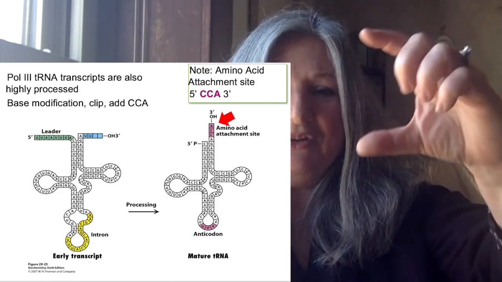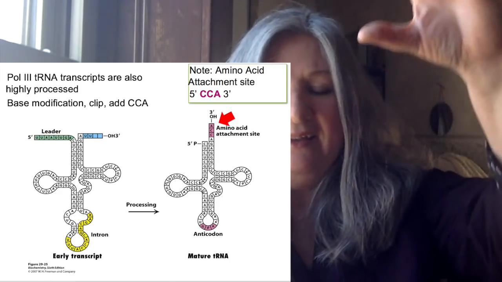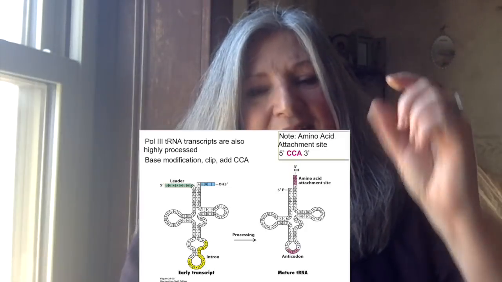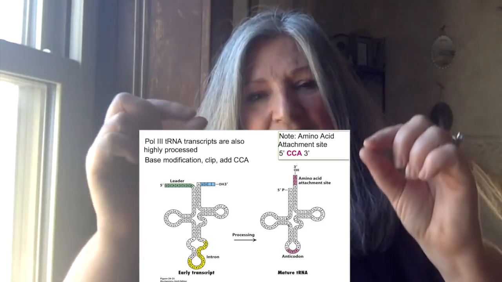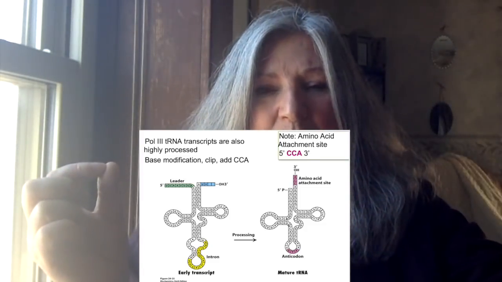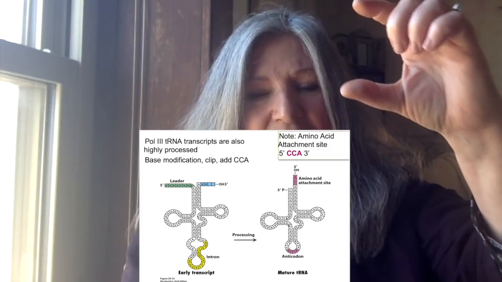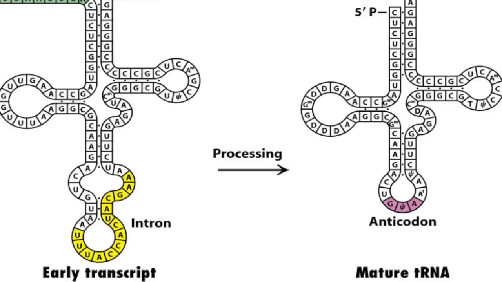And to the 3' region, we're going to add a CCA. This is going to be used as an attachment site for amino acids. And so we've spliced, we've clipped off the 5' leader, we've clipped off a portion of the 3' region, and we've added a CCA region to make the amino acid attachment site. Another thing we do is, just like in bacteria, we're going to change some of those base pairs in the tRNA, again to provide structural integrity to the secondary structure of the tRNA so that it can make those stronger hydrogen bonds and hold the structure together.